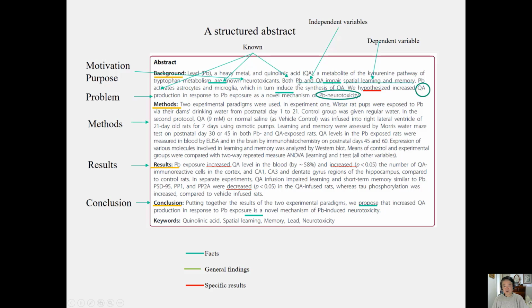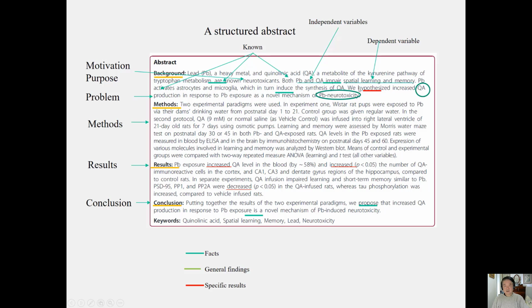Then it says both lead and QA impair learning and memory. So this is also known. Then thirdly, you have lead activating these neural cells called astrocytes and microglia, which in turn induce the synthesis of quinolinic acid. Up to here, this lays out what is already known.